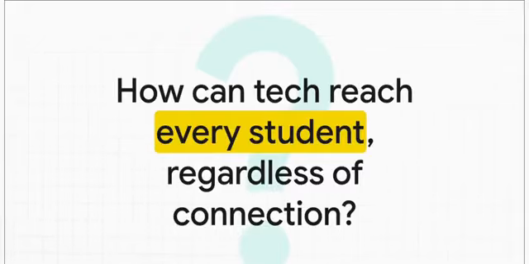So that's the big question, isn't it? That's the fundamental design challenge. How do you build technology that's powerful enough to actually transform learning, but at the same time resilient enough to work anywhere for literally anyone? It really means we have to rethink our whole approach to ed tech.